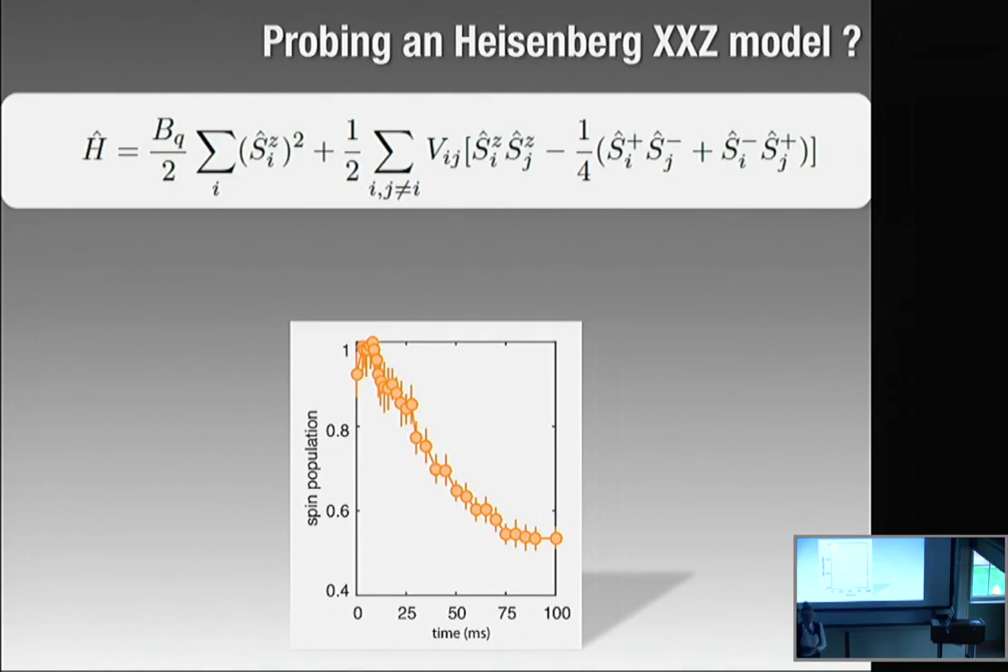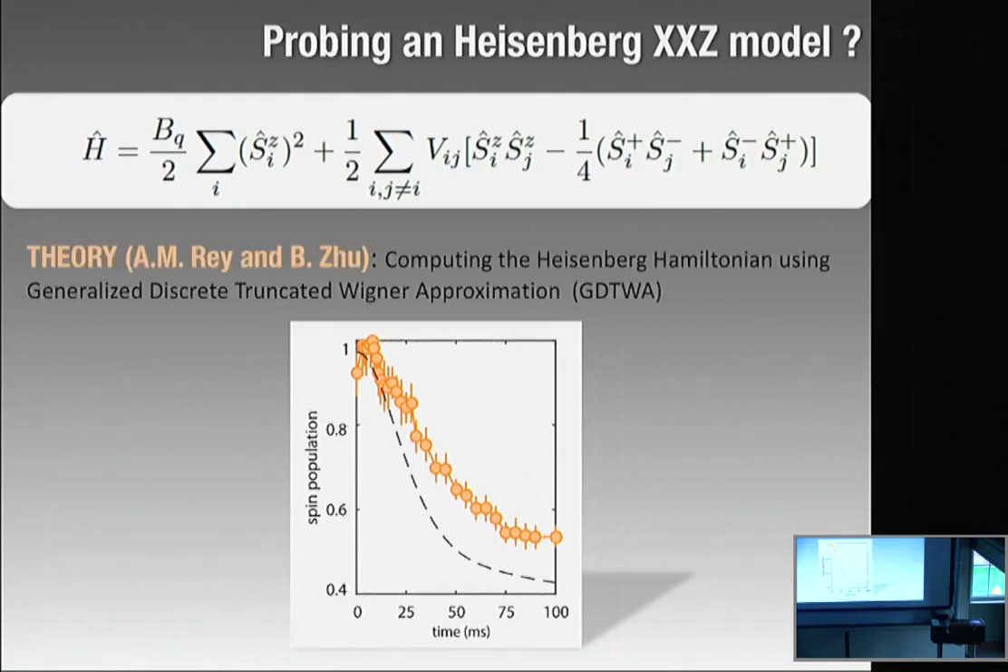And here is where we really started the collaboration with Bihui and Anna Maria. They considered this Hamiltonian, simulated using the generalized discrete truncated Wigner approximation, which is actually pretty powerful because our system is large. We have a lot of atoms, so exact diagonalization you cannot do with such a large system. But this technique developed by Anna Maria and Bihui is very strong. And then they simulated our case with the model that we think we have. And now you see, okay, what do you see?